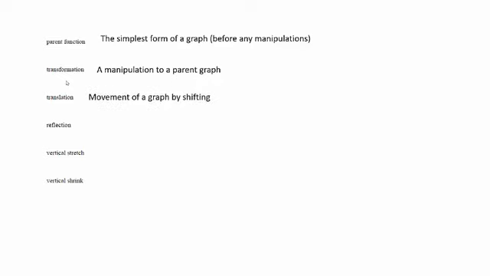Translation is a type of transformation. It's when you literally just shift the graph left, right, up, or down. So it's kind of like when you go walking, you're just moving where you are. Reflection is when you're going to flip the graph across a line of symmetry. So you basically imagine mirroring the picture.